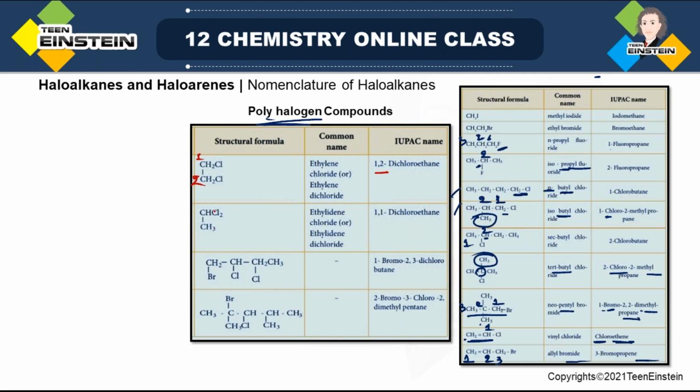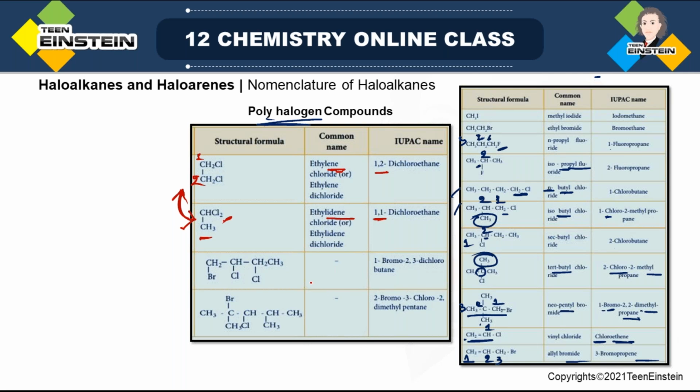Fine. Now see, the second molecule is also an isomer of the previous one. These two are isomers, but here both the chlorines are attached to the same carbon, so now it is 1,1-dichloroethane. And in the case of the common name, now the group name is changed. It is now ethylidene. Try to understand the difference. It is ethylene, it is ethylidene.